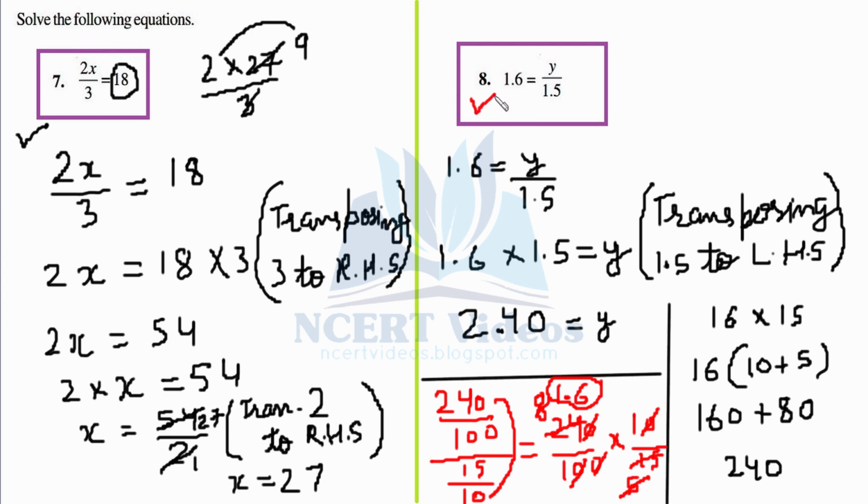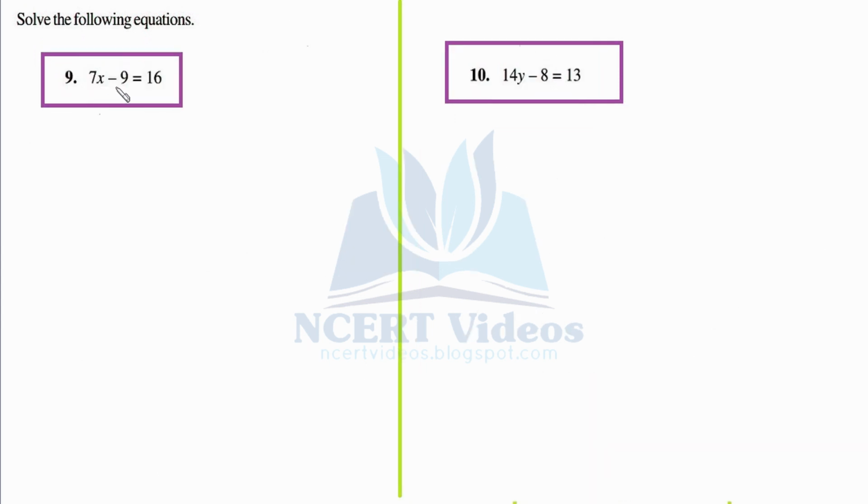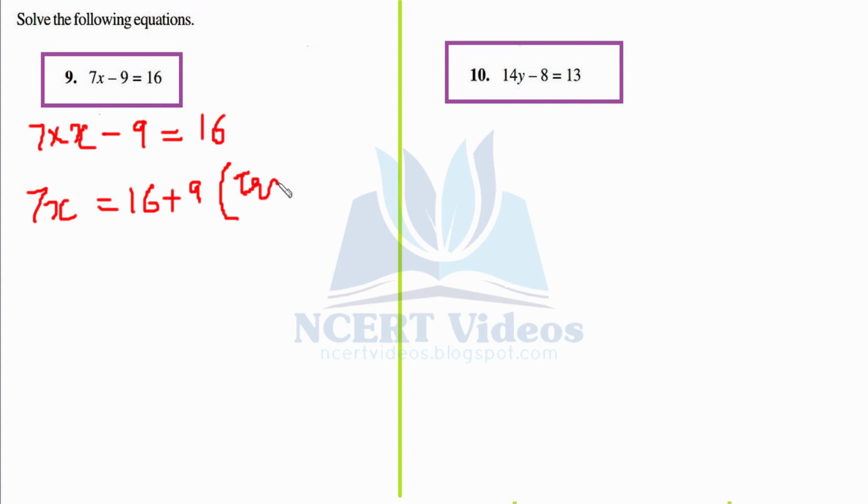That is the 8th. 9th part, 7x minus 9 equals 16. So 7 is getting multiplied with x. We will write the same. Minus 9 equals 16. Now we will transpose 9 towards the right hand side. So 7x, we are writing it back. That is equal to 16 plus 9. And the reason is transposing minus 9 to the right hand side. That is the reason. Solve it.